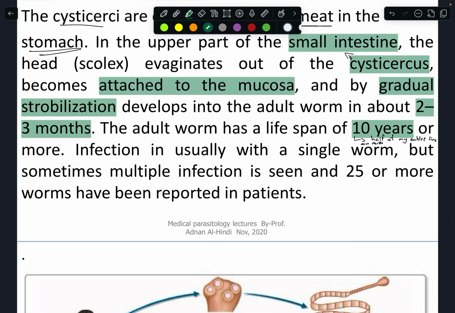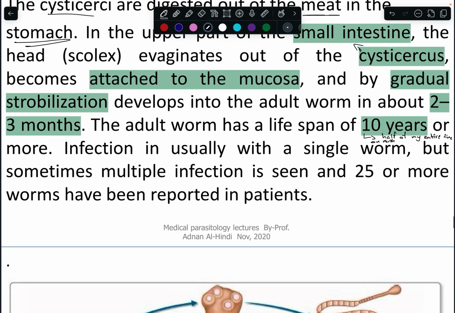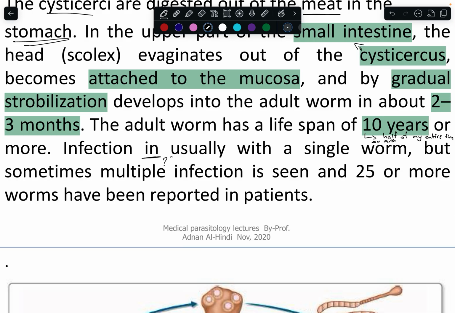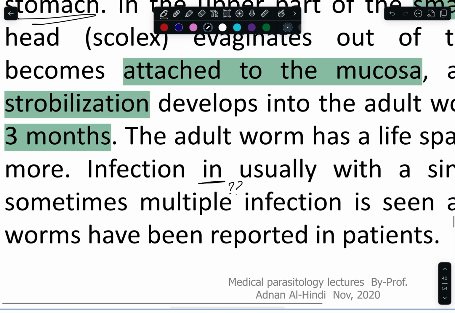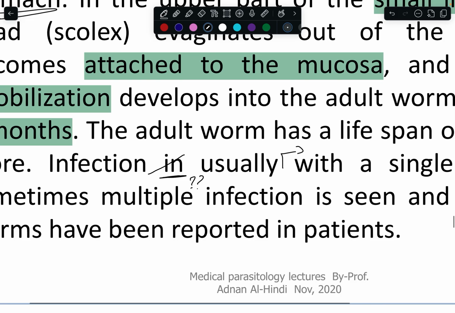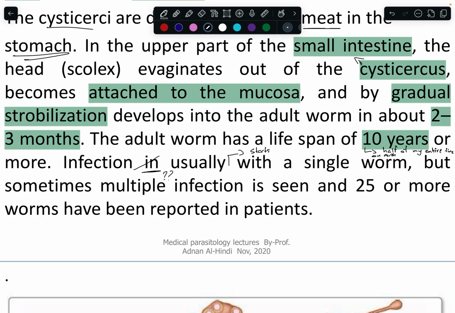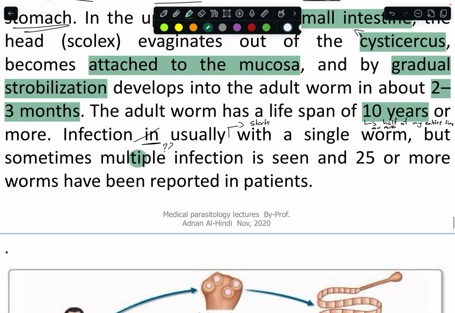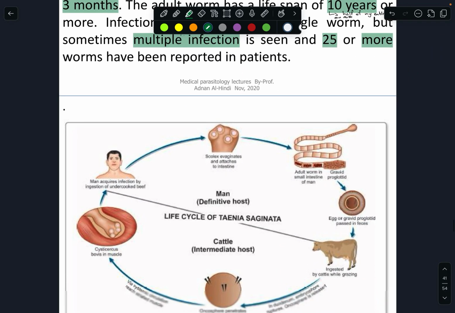Infection usually with a single worm. Infection usually what? I'm going to assume this is like this and usually starts with a single worm, but sometimes multiple infection is seen and 25 or more have been reported.